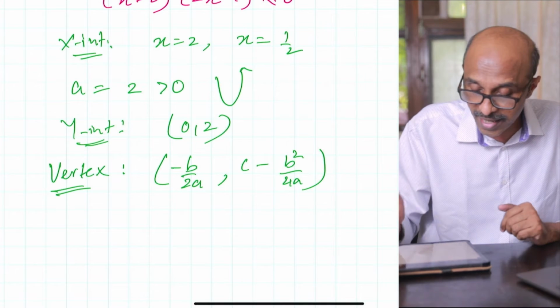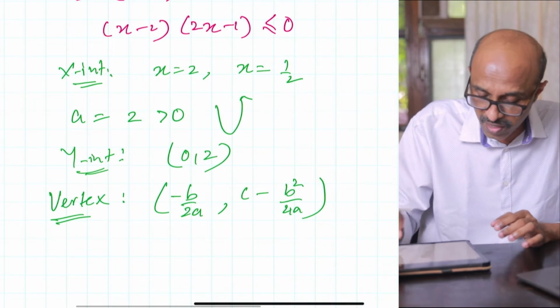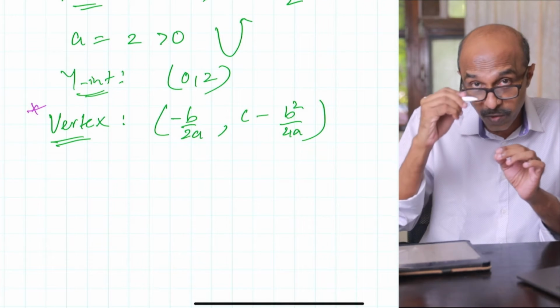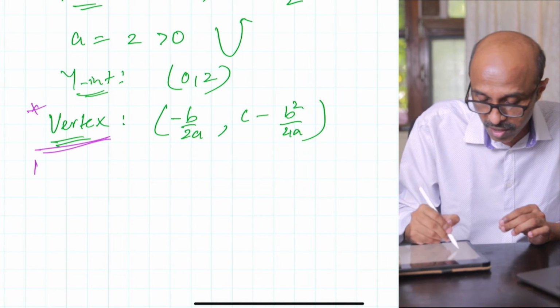Go ahead and take a look at that, and that will help you identify all these key features of the graph. So this is just for reference, just to give you an idea of where the quadratic is going to turn around. That's also called the turning point.